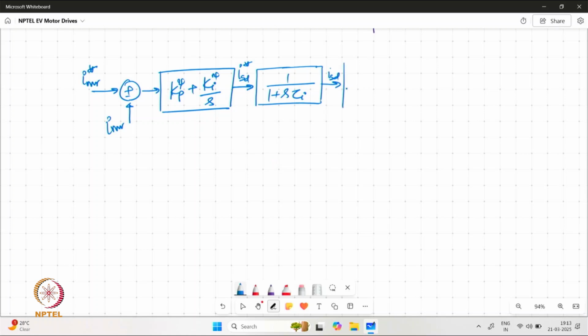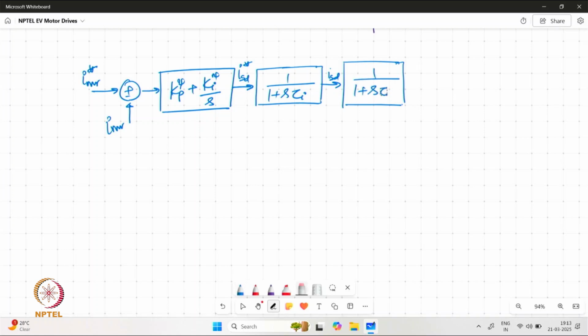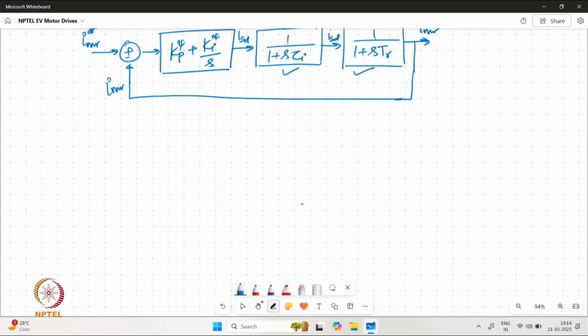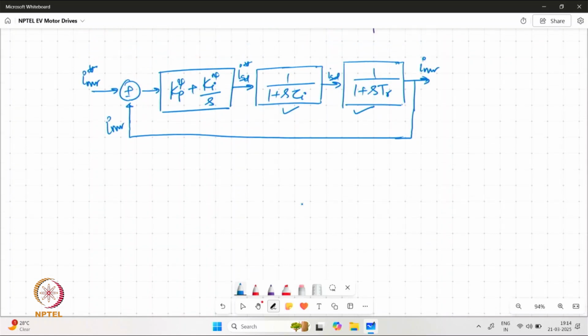The generated ISD again goes through a first order filter, which is corresponding to the rotor time constant of the machine, and this generates IMR in the system. Now, because we have two different first order systems over here, two different poles, one way could be that we can combine and see the cumulative impact of these two poles.